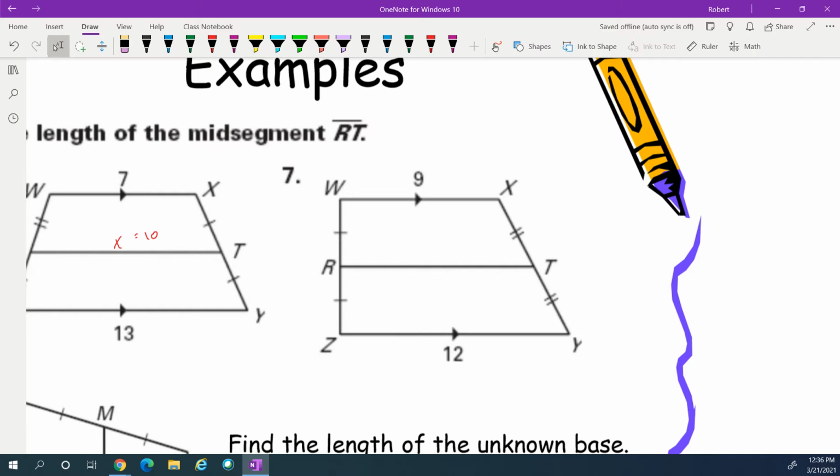Number 7, it's the exact same thing. So X equals 1/2 of 9 plus 12. That's 1/2 of 21. So we get 11.5.